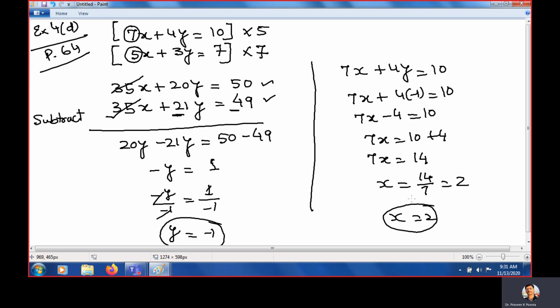So I tried to solve all the three types of questions possible in the elimination method.